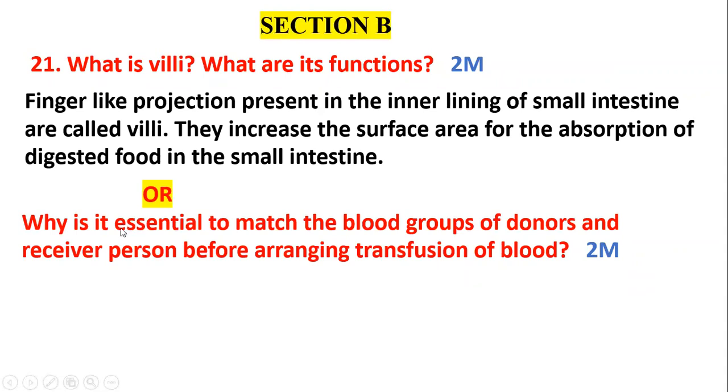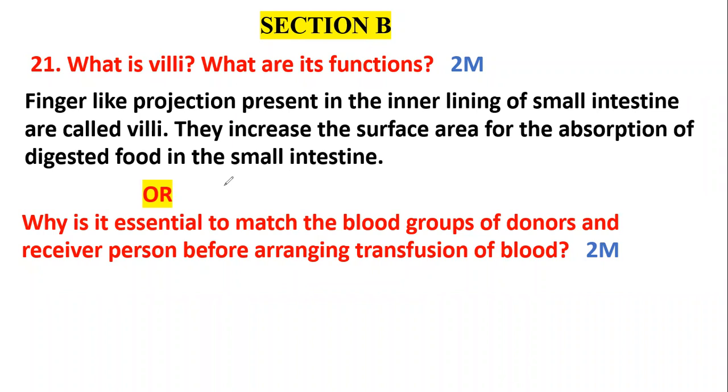Next, go to the other question, which is the internal choice for 21. Why is it essential to match the blood groups of donor and receiver before arranging a transfusion of blood? Yes, we have to take blood from a suitable blood group.